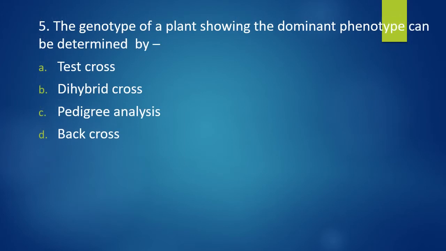Question number 5. The genotype of a plant showing the dominant phenotype can be determined by test cross, dihybrid cross, pedigree analysis, or back cross. So the correct answer is option A. By doing a test cross, we can find out genotype of a plant which is showing us a dominant phenotype.